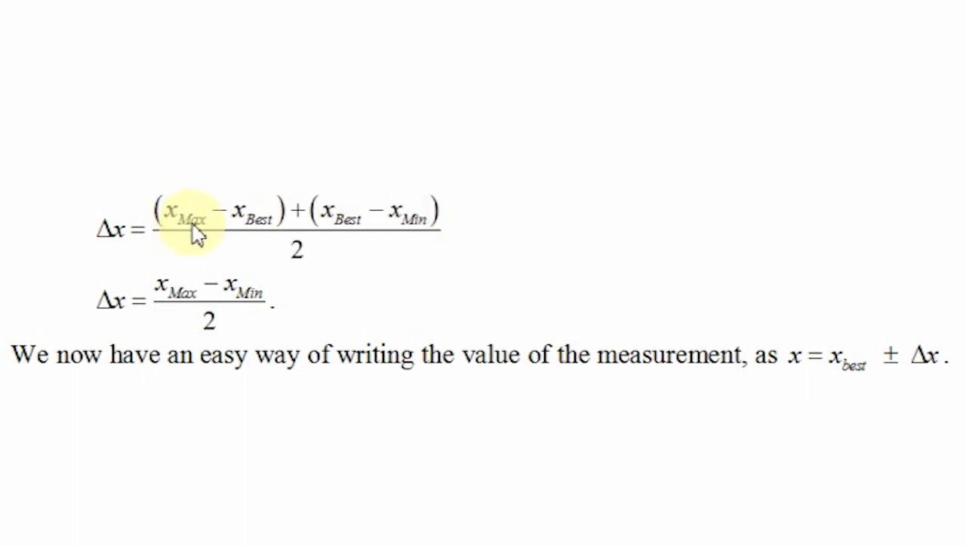The maximum acceptable value minus the best guess value, plus the best guess value minus the minimum acceptable value, divided by 2 will give you the average distance. The formula is simply taking the maximum value minus the minimum value, divided by 2. Then write it as the best guess plus or minus delta x.